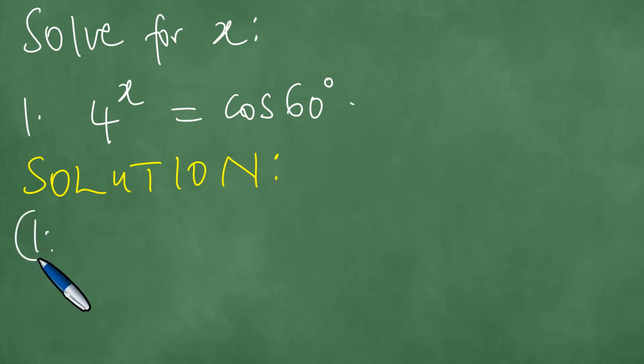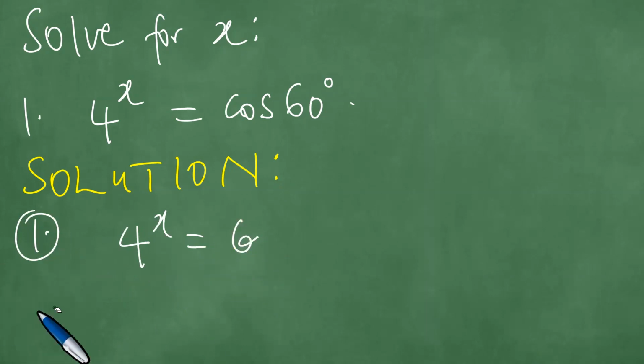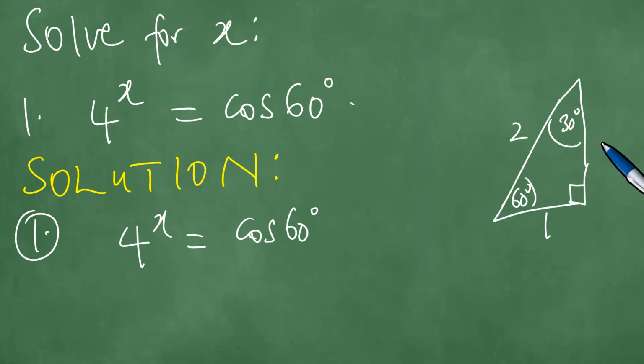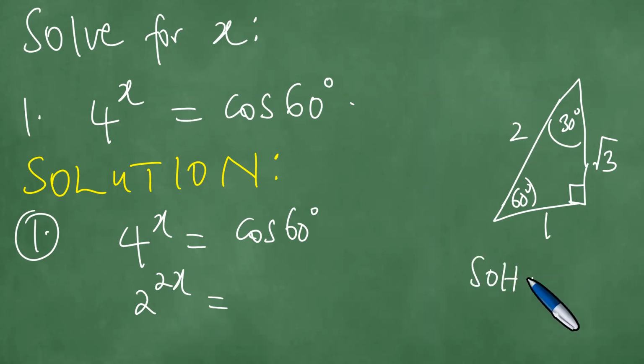So if we are given 4 to the power x, which is cosine 60 degrees, obviously we remember the trigonometric ratios and the fact that the 60 degrees is 30 here, and this is 2, and this is 1, and this is square root of 3. Okay, so 4 to the power x, we already know that 4 is 2 times 2, so it's 2 to the power 2x, and the cosine 60 we use SOH CAH TOA.